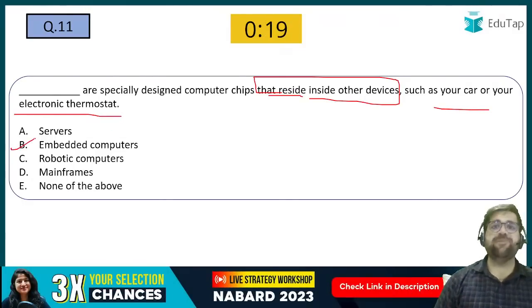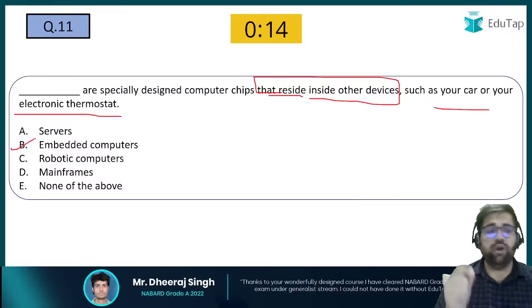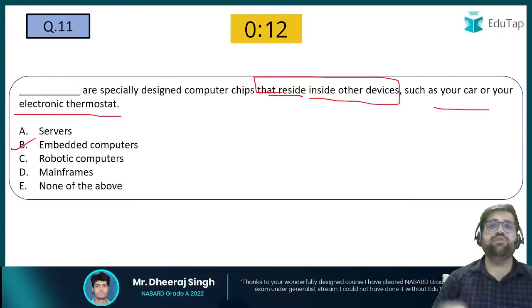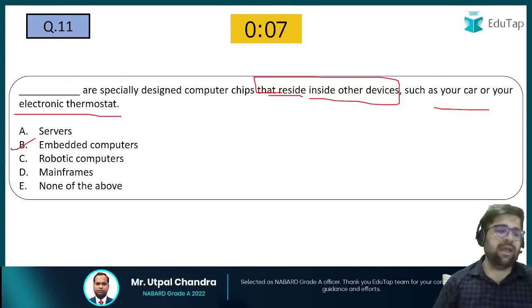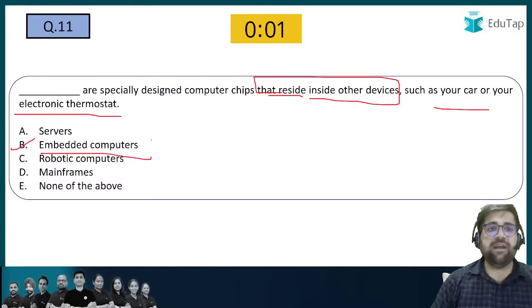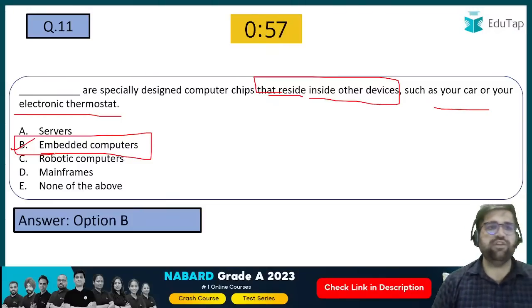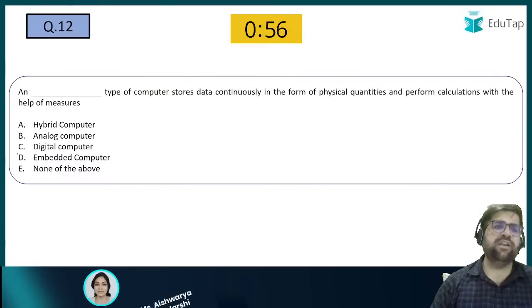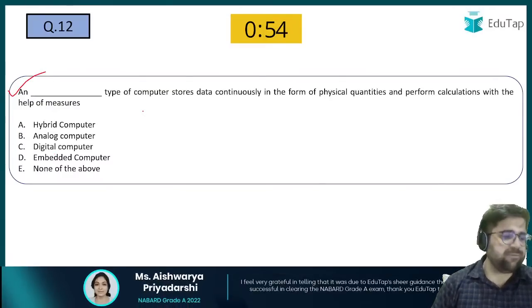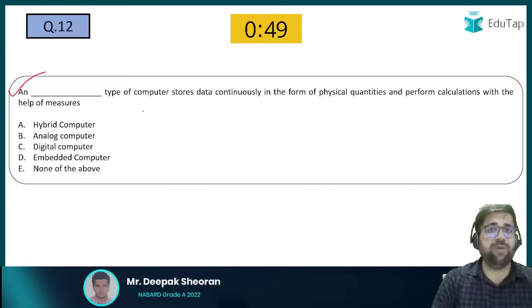For example, if you have smart watches, under smart watches there is an embedded computer. All those embedded computers give you the data that you have walked so and so kilometers, your heart rate is so and so, and so on. Okay, therefore the correct answer here will be embedded computers. Good, very good. Yes, I can see maximum of you are answering on the right track. Now question number 12. This thing we have already discussed. I'm not wasting much of your time, so please answer it in a very quick format. Yes, Vijay, smartwatch is an example of embedded computers.